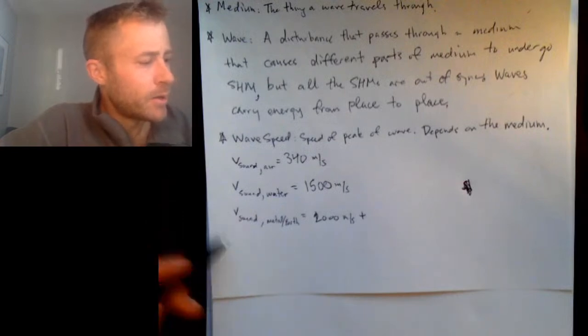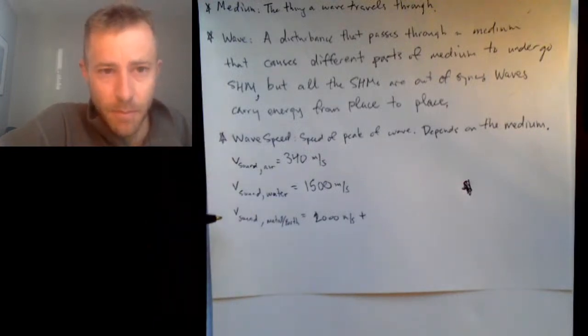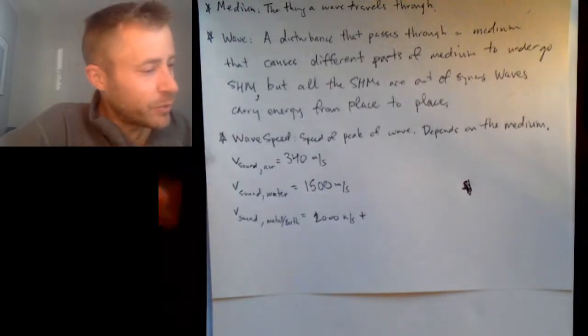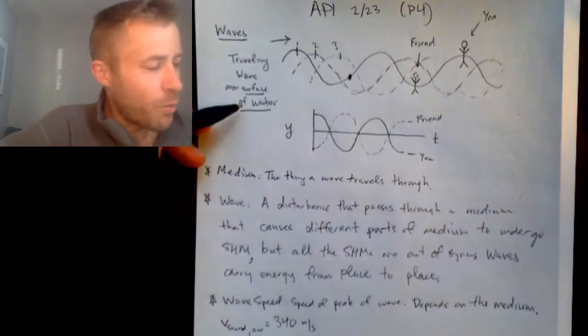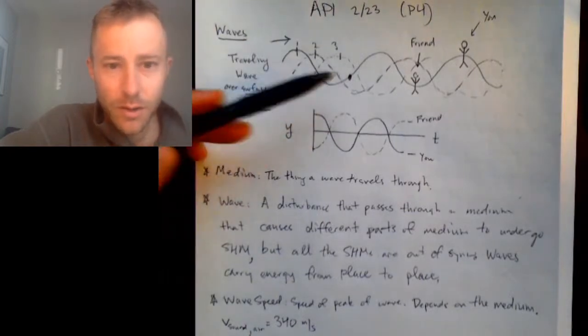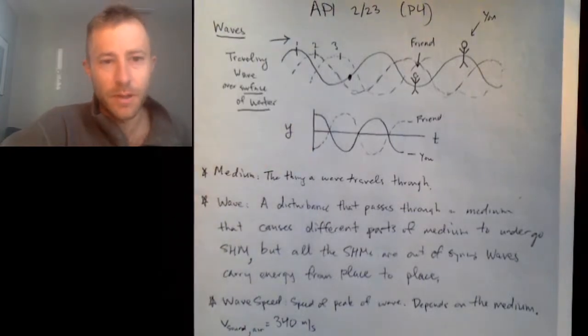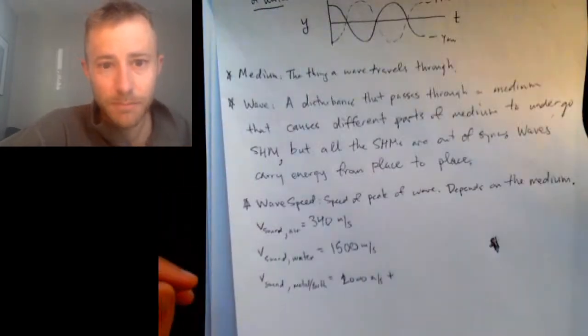Okay, so that's called the wave speed. It's determined by the properties of the medium. Different types of waves have different speeds. A wave traveling over the surface of water is completely different in terms of its mechanics than a sound wave, so they travel at different speeds.